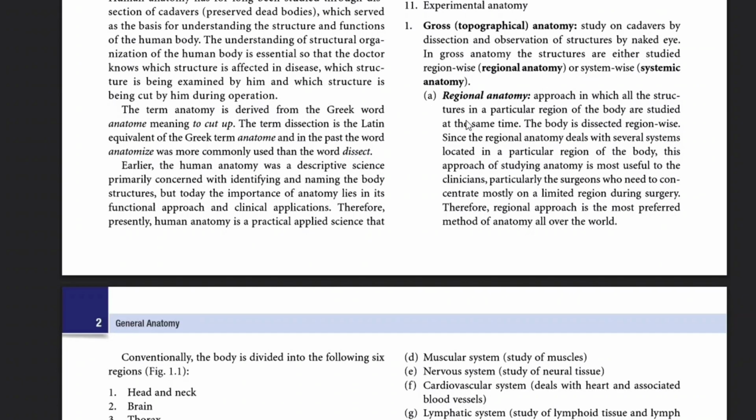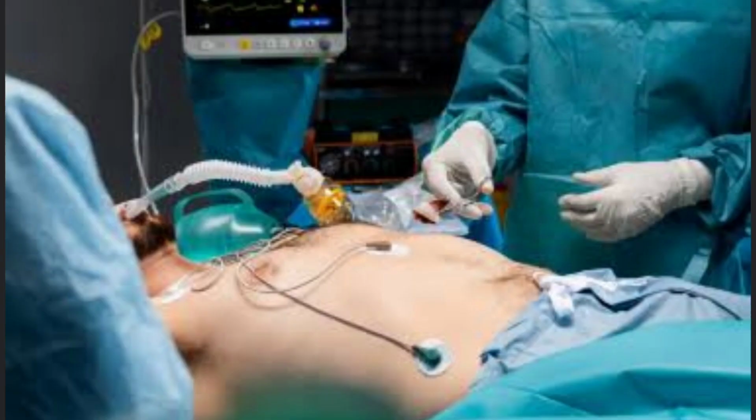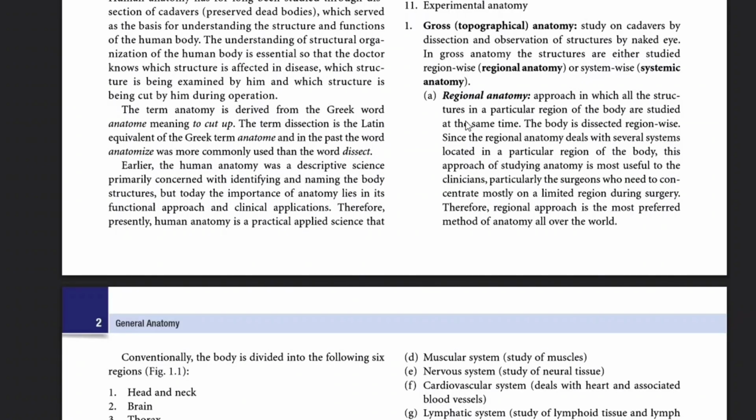So if any kind of surgery needs to be performed in the thorax, what does the thorax have? The lungs and the heart, so that is different. And in the abdomen, what organs do we have? The large intestine, small intestine, liver, spleen; these internal viscera exist there. That is how we separate the regions and study regional anatomy.